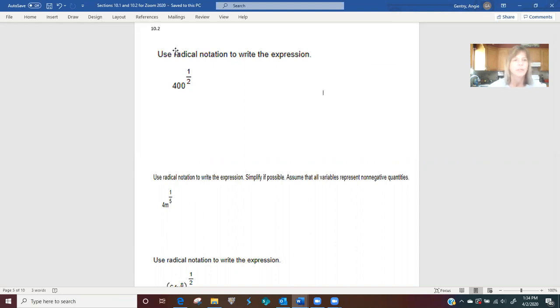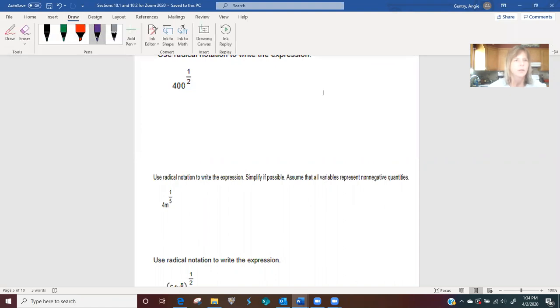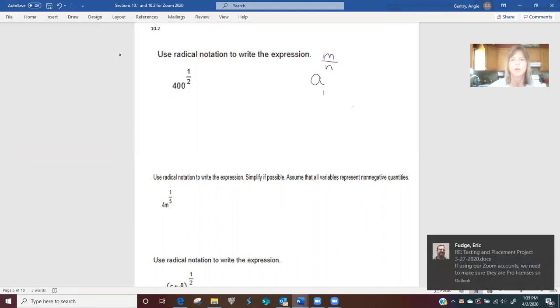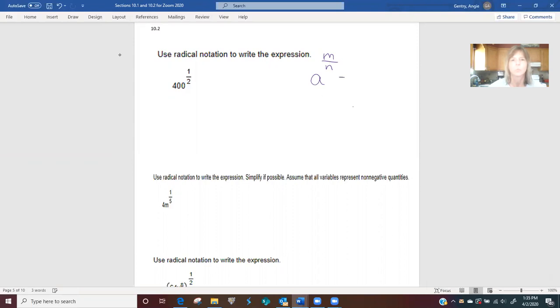So let me see. And I'll introduce the rules and everything. One of the rules, the main one, is a to the m over n. So when you have a base and you have it to an exponent that happens to be a rational expression, a fraction, then a to the m over n is the nth root of a to the m.